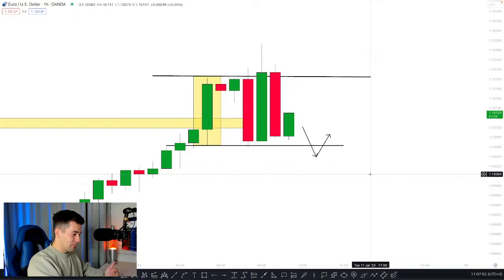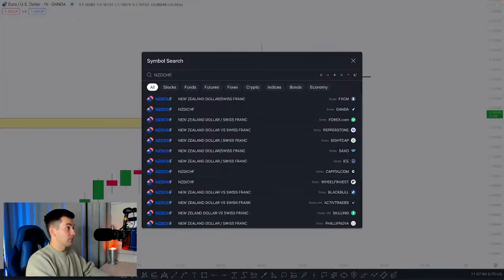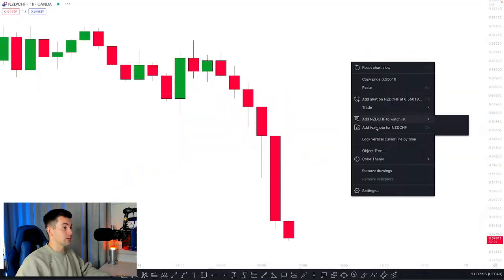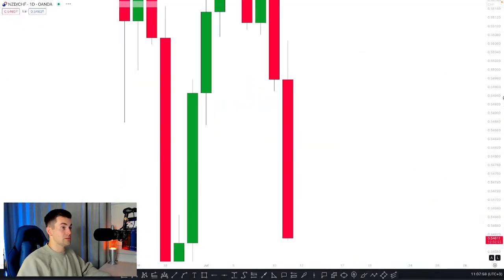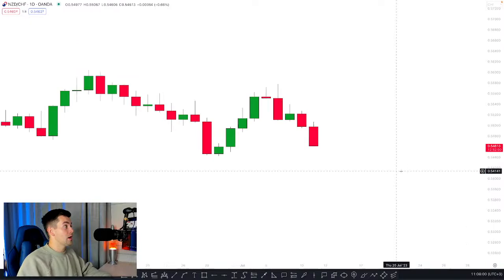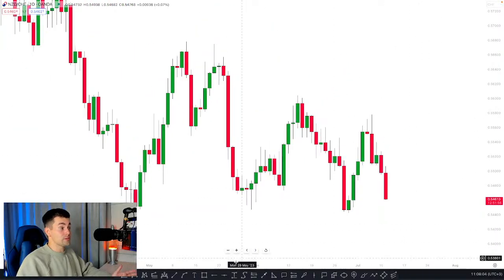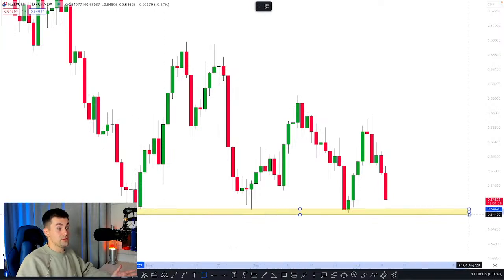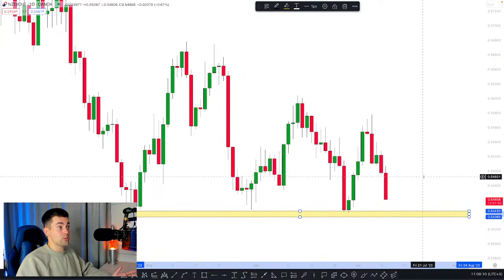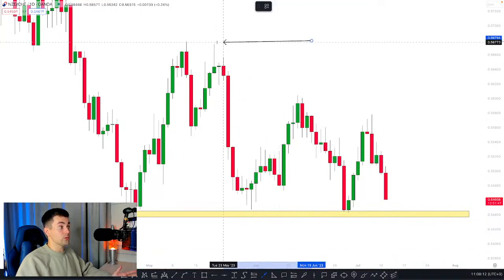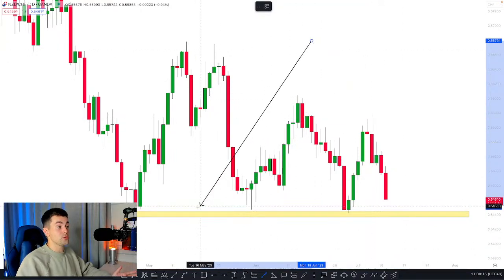See, question about New Zealand Swiss. Let's briefly check New Zealand Swiss and analyze this one. We see the bearish movement right here in New Zealand Swiss, and what we can expect now is just a bearish continuation to the current low. You can see that we're trading in a bearish trend. We see a very nice bearish accumulation right here.